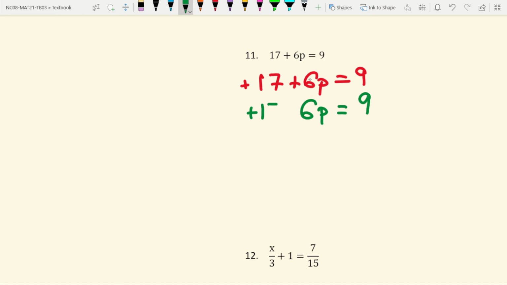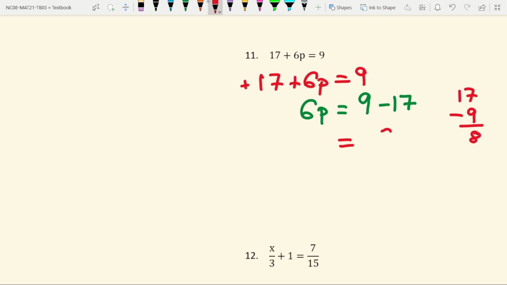And plus 17 is a known term, but it has been given on the left hand side. So we'll shift this to the RHS. While shifting, positive will turn into negative. So plus 17 will become minus 17. Let us solve now. 9 minus 17. We cannot subtract 17 from 9, so instead we'll subtract 9 from 17. Instead of doing 9 minus 17, we'll do 17 minus 9. 17 minus 9 is nothing but 8.